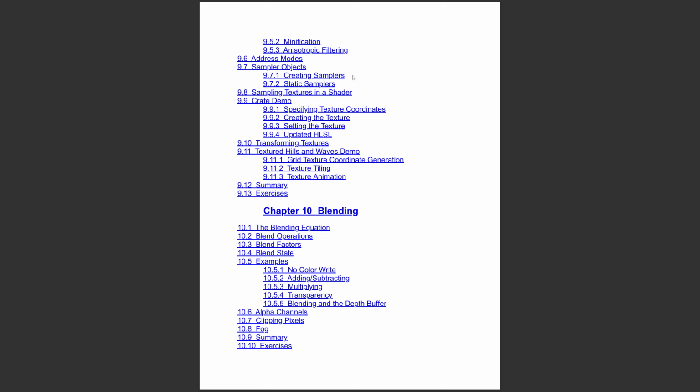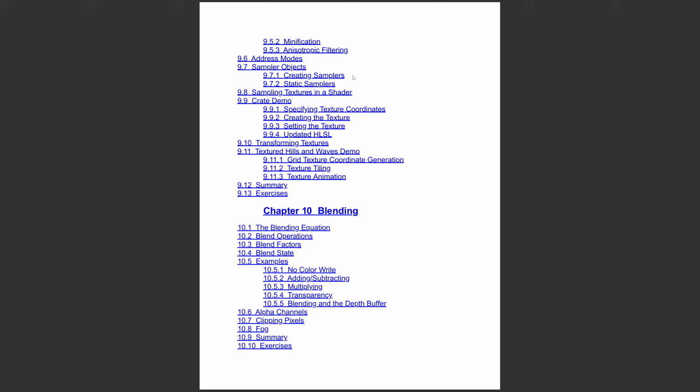So we have address modes, sampler objects, where we'll be creating samplers and static samplers. We will be sampling textures in a shader, and then we will have the crate demo, which I believe is sort of that simple scene that we have with the various shapes, but now we have a crate in the center of the screen with a texture applied across that crate. So instead of being just a box, a green box, it's going to be a textured box. And so with that crate demo, we're going to be specifying texture coordinates. We'll be creating the texture and setting the texture, as well as updating the high-level shader language.